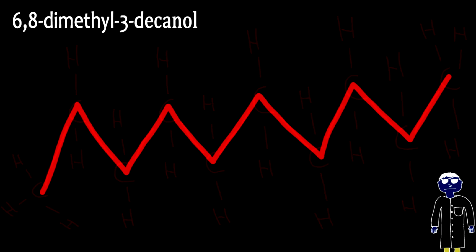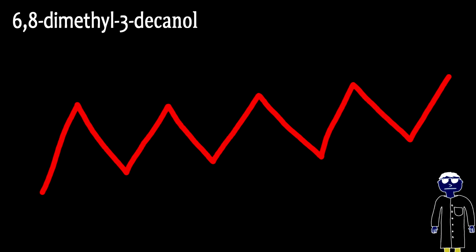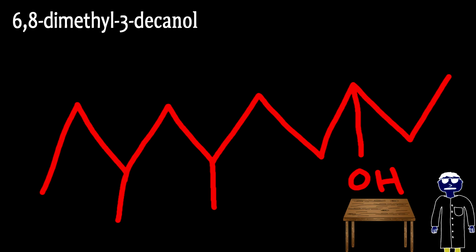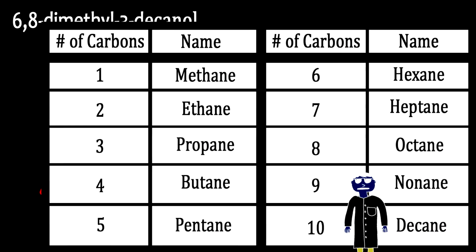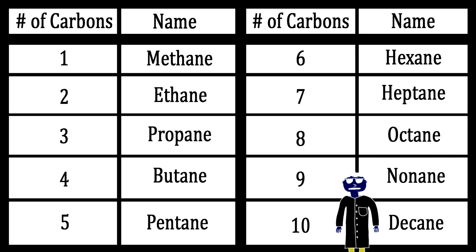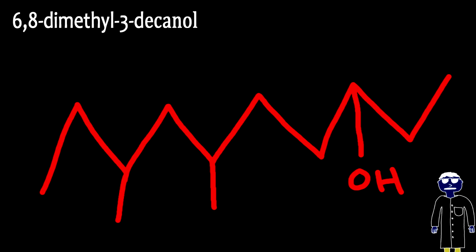6,8-dimethyl-3-decanol. I'll help explain. See, you get the dec from the longest carbon chain. In this case, it's 10. Here's a handy-dandy table to help. Oh, wait. You need this one, don't you? It goes from 1 to 10. It's simple. Capiche? Anyways, you got 10 carbons. Then, you number them from the end closest to the OH functional group. Then, start labeling the branches.